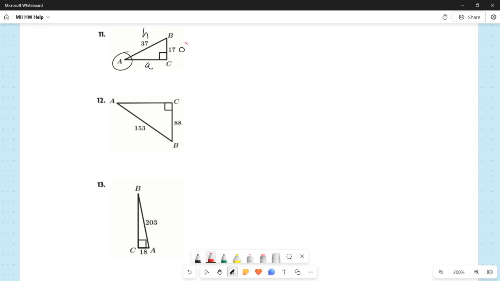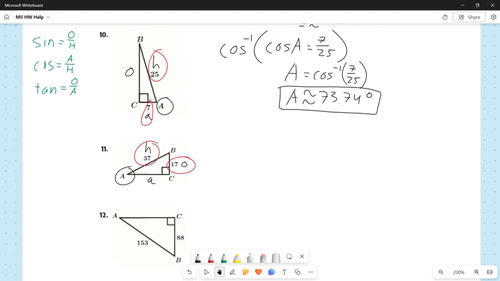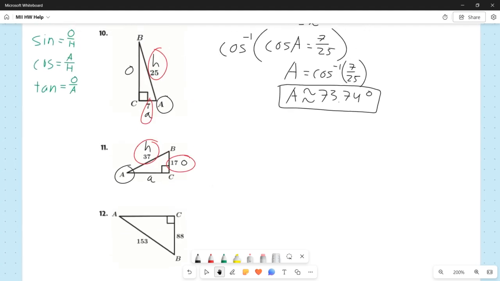So the question becomes, what is the trig function that connects opposite with hypotenuse? If you know your definitions, you probably already know the answer. If you don't know the answer, take a look at the left. Try to find the trig function that connects opposite with hypotenuse. And by now, I think just about everyone can recognize that we want to use sine for number 11. If you want to use cosine or tangent, you would need to know adjacent, which means you'd have to use the Pythagorean theorem. And with these numbers, 37 and 17, that's going to be kind of a pain. So I definitely don't want to do that. So let's just use sine and keep this simple.